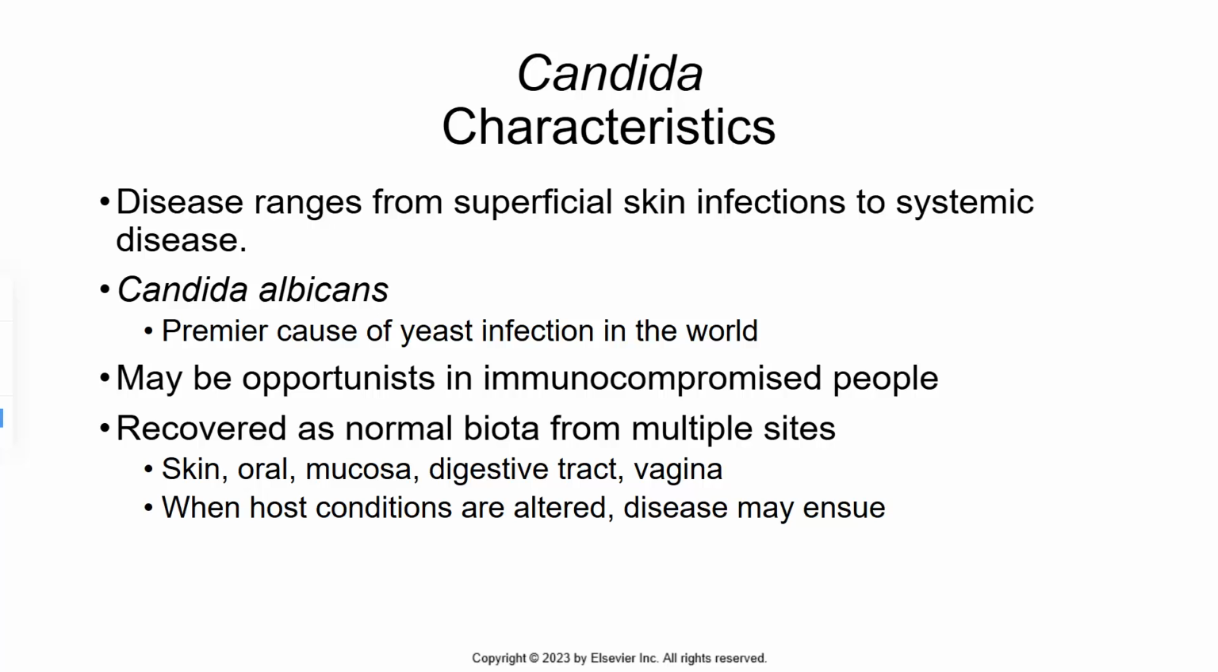Candida. The disease ranges from superficial skin infections to systemic disease. Candida albicans is the premier cause of yeast infections in the world. They may be opportunists in immunocompromised people, recovered as normal biota from multiple sites, including skin, oral mucosa, digestive tract, vagina. But when host conditions are altered, disease may ensue. So these can cause infection in all of those areas, particularly the vagina and the oral cavity.